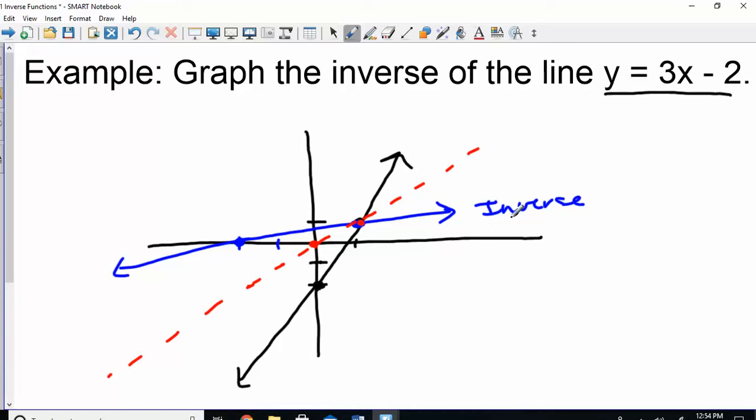Do you guys see that if you folded on that red line, the blue and the black would overlap each other? That's a quick check you can do for yourself to see if you've done your work correctly. Just think about that line y equals x. If I fold on that line, the function and the inverse should overlap. That's the line of symmetry for them. Any questions there?